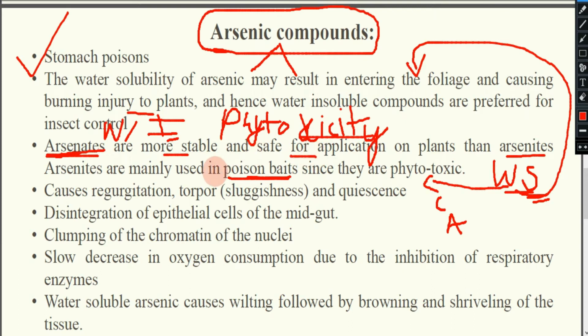We can apply them over the plants. How do they act? They will cause regurgitation, that means vomiting of the insect, torpor or sluggishness, and quiescence of that particular target organism. Disintegration of epithelial cells will be there in the midgut. Then clumping of chromatin will be there in the nuclei. Then a slow decrease in oxygen consumption will be there. The respiratory rate will decrease. So these are the mode of action and symptoms of these arsenical compounds.